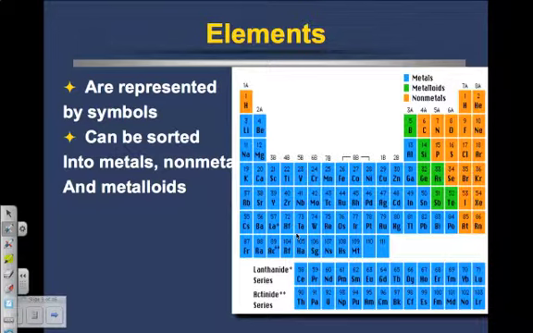Alright, so we have the periodic table, and that has all of our elements on there, and they're represented by symbols. So this will probably be the most important table that you'll see in this classroom. Each element has a symbol representation. Hydrogen, for instance, the symbol is H. Li is the symbol for lithium, Be is the symbol for beryllium.